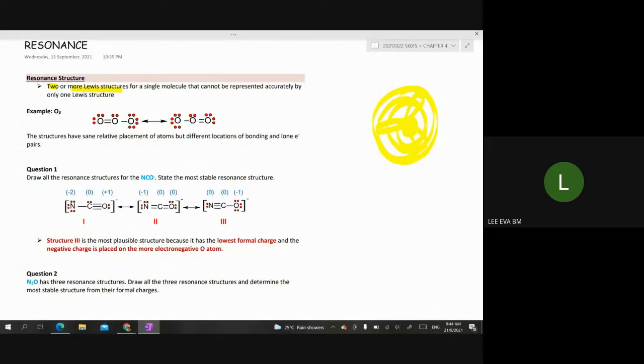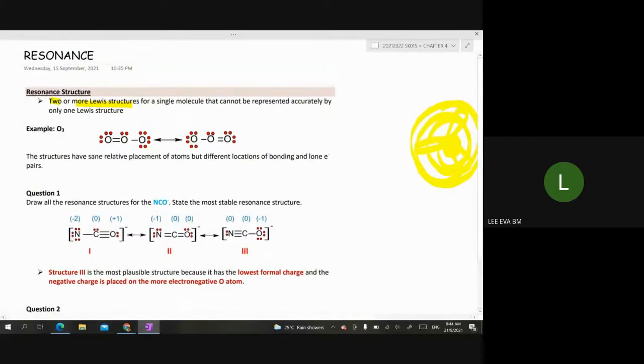So you need to understand resonance structure. In the example here we use O3, the ozone. You can see the three atoms are similar. So you have to try to draw out the Lewis structure using our practice step 1, step 2, step 3, step 4, step 5. So here they have already given you the Lewis structure.